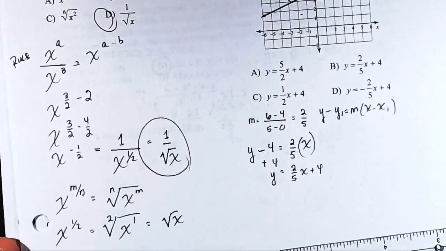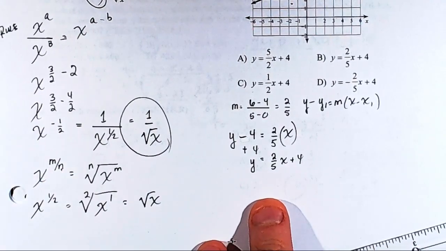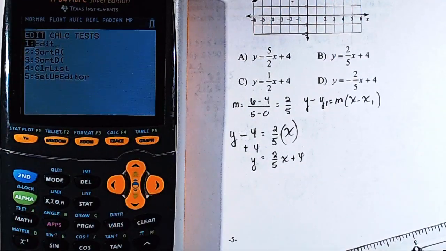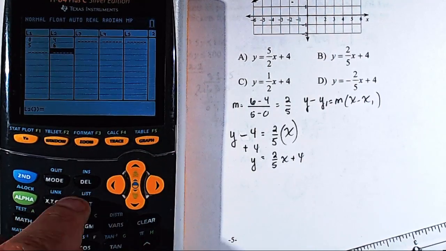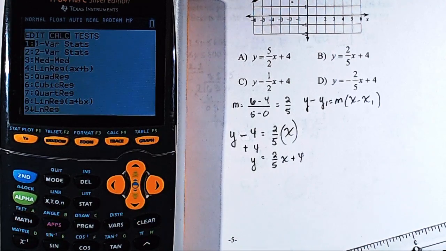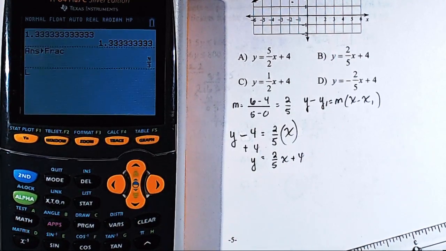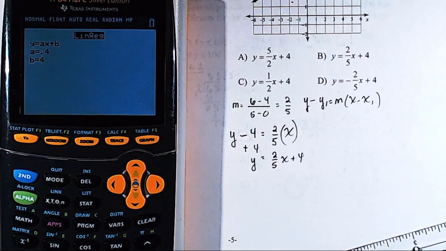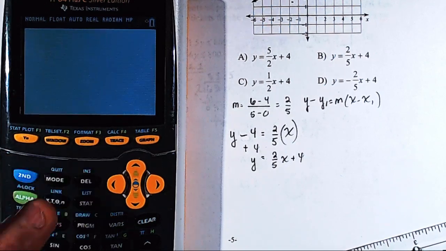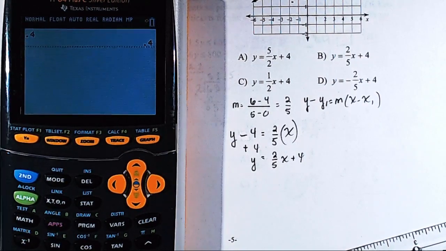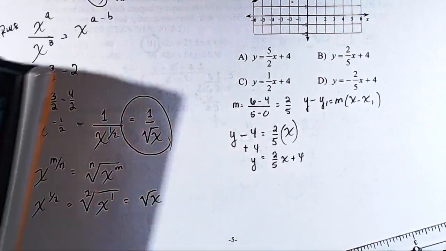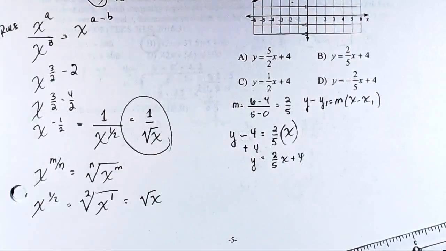Now look, if you were playing the stat edit game, you would be putting in here 0, enter, 5, enter, and then 4, enter, 6, enter. Then you would hit stat, calc, 4, enter, enter, enter, enter, enter. And you'd have 0.4x plus 4. Then, of course, you would need to go change 0.4 into a fraction. And you'd get 2/5. So now you're back to where we are, 2/5 x plus 4.